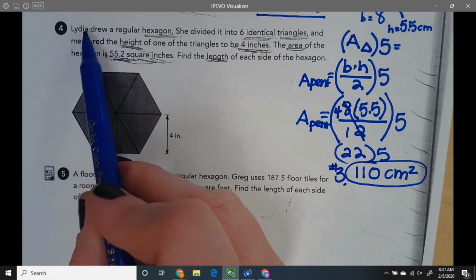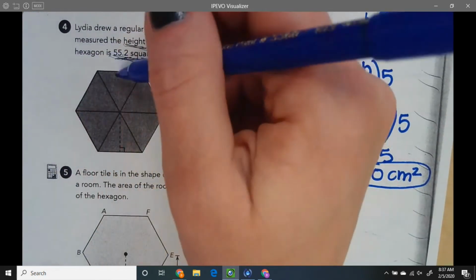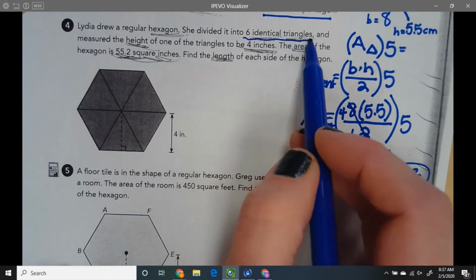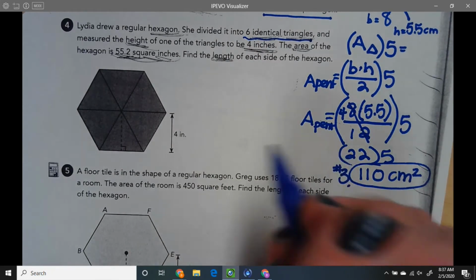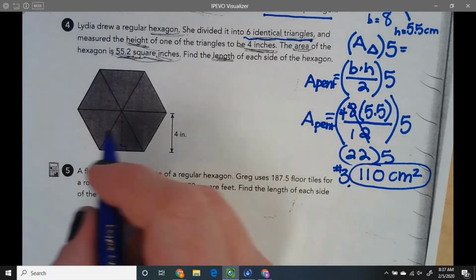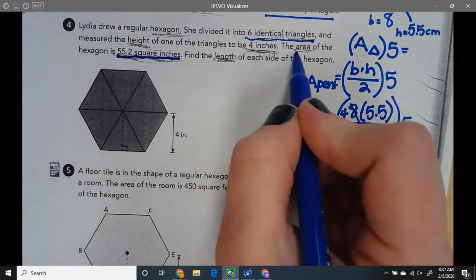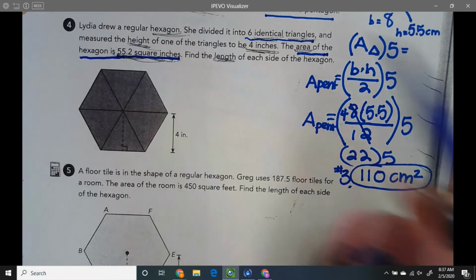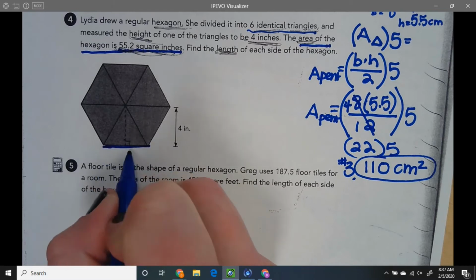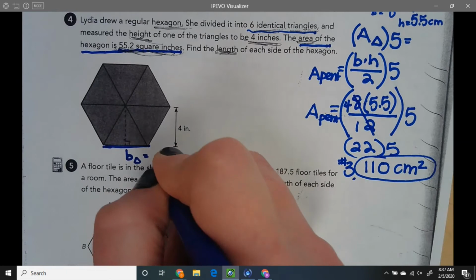Then I could do number 4's work over here, where Lydia is drawing a regular hexagon, which you can see here, so you could count the sides. And they're telling you how many identical triangles they split it into. The height of one of them is 4. And the area of the total hexagon is this. So they're giving you the whole instead of the part on this one. And they want you to find the length of each side of the hexagon, which would be the base of the triangle. And that is what you're solving for on number 4.